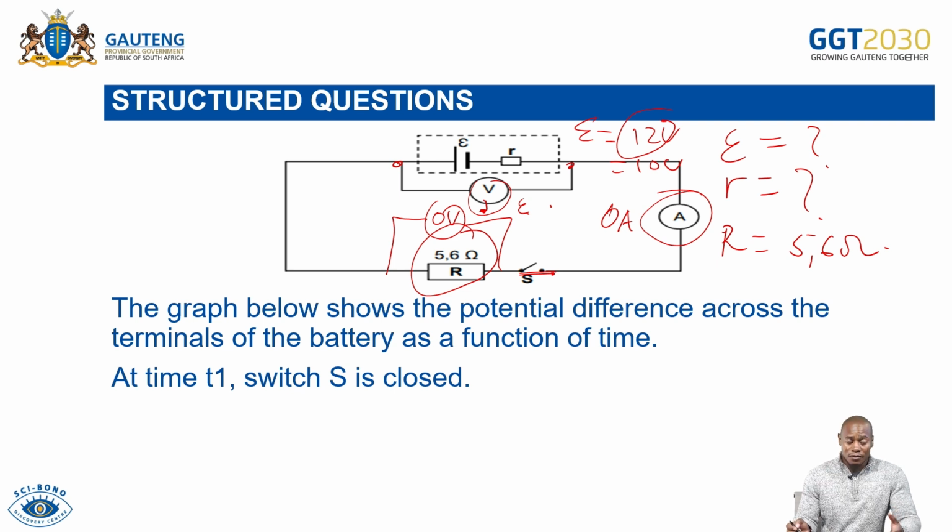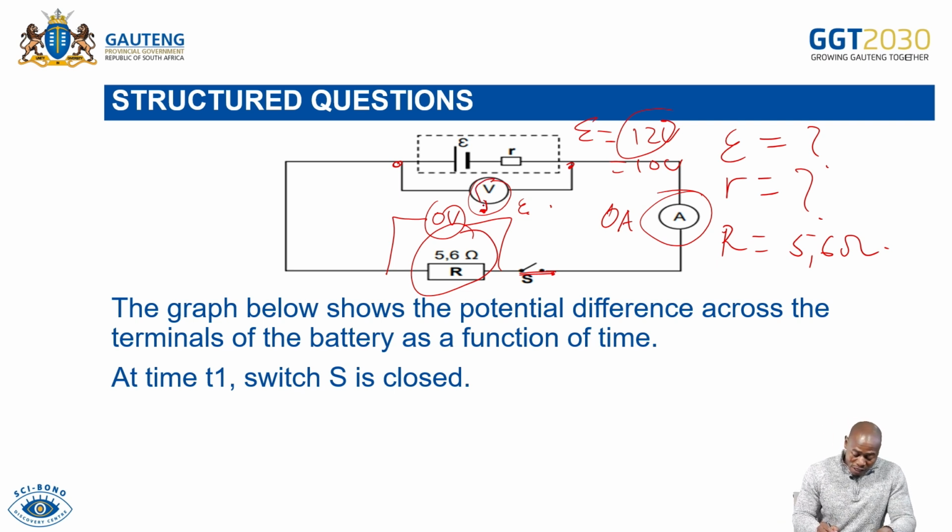But how do we define EMF, learners? Remember, it is the maximum energy a battery can deliver per unit charge passing through it, né? Okay? That is the EMF, right? So that is the maximum energy a battery can deliver per unit charge, or per coulomb of charge passing through it, okay?